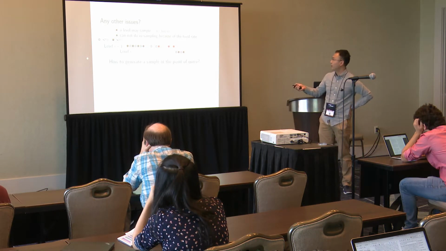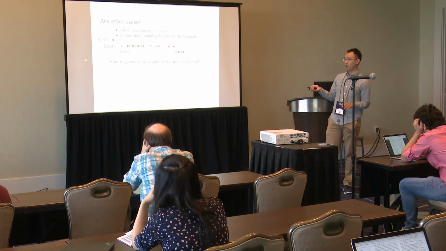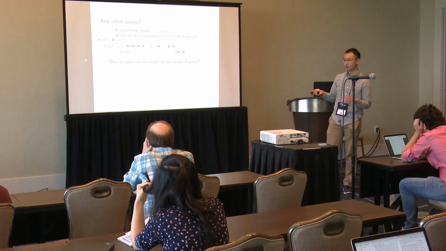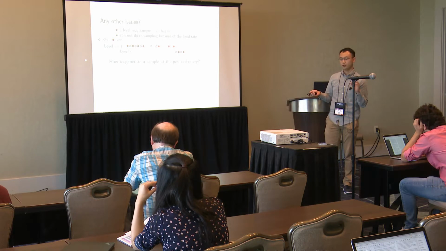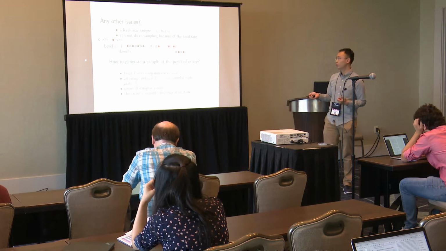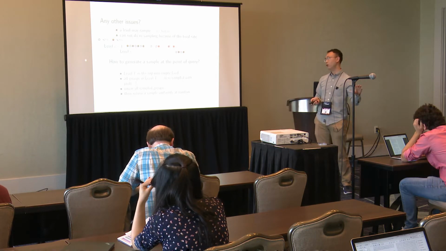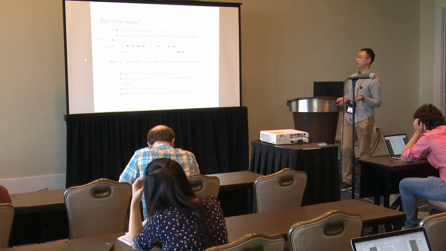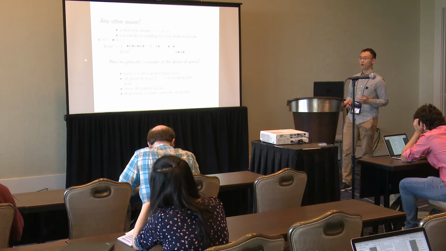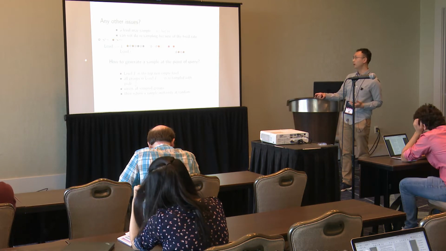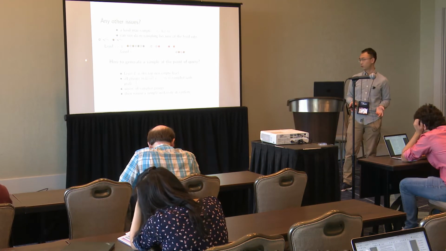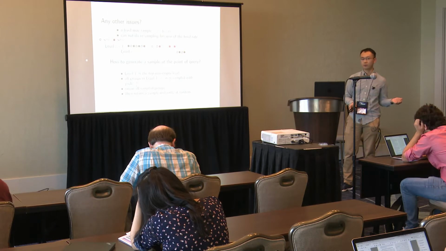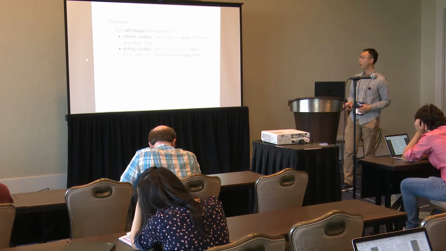Let's talk about how to generate a sample at the point of query. So we have the hierarchical structure. Now how can we generate a sample? We go from the top level through to the bottom level. Each level is resampled with a certain probability, and we union all those sampled groups, and then we just return a sample uniformly at random.